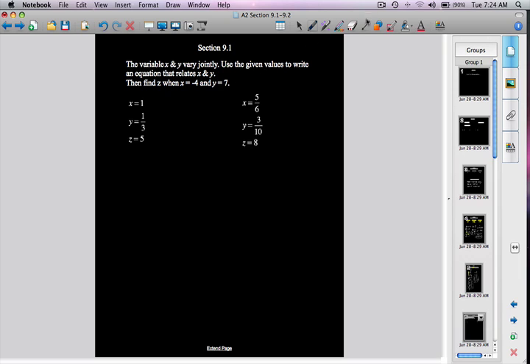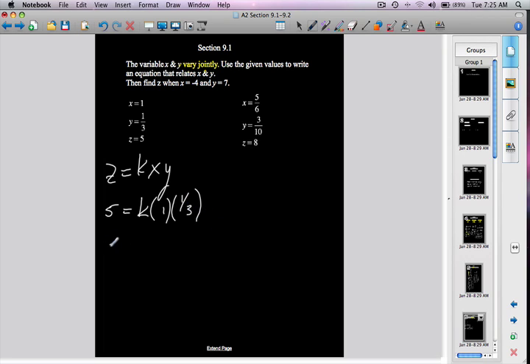Doing joint variation, you'll notice that the problem is going to say the variables x and y vary jointly with z. We're going to do the same sort of thing where we write an equation that relates x and y, and then find a specific value of z given two separate values of x and y. So our model again is z is equal to k times x and y. So z was 5 when x was 1 and y was 1/3.